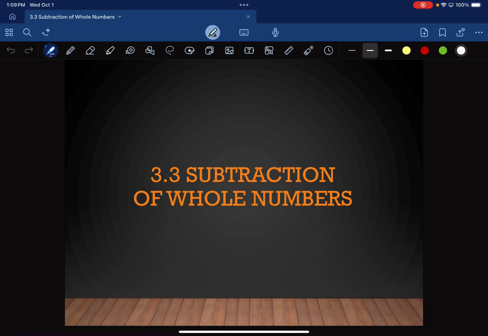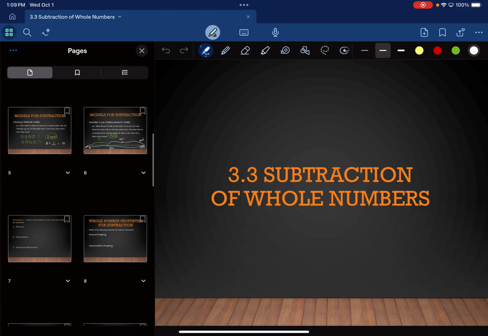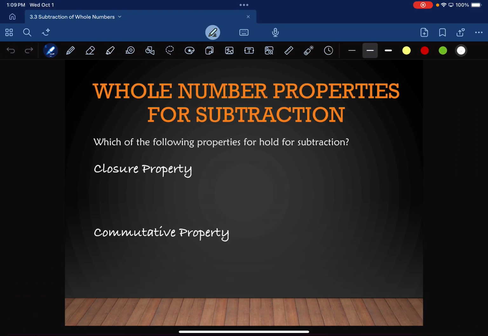So we're picking back up in the middle of section 3.3. We are looking at subtraction of whole numbers, and we are at the point where we've talked about some of the models, and we're going to take a look at properties. So we did properties of whole number addition, and these are the same properties listed again. And what we're going to do in this series of questions is examine whether or not these properties, which hold for addition, also hold for subtraction.